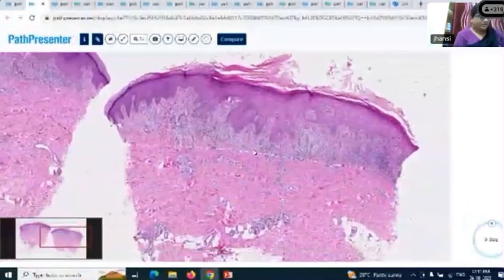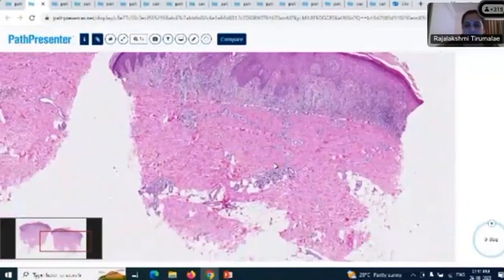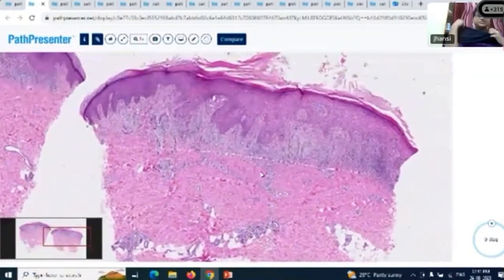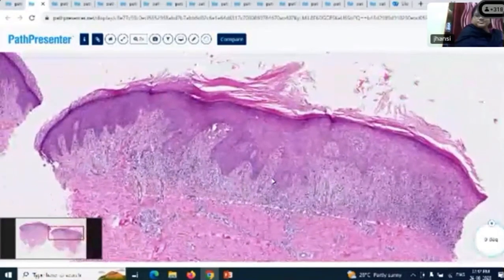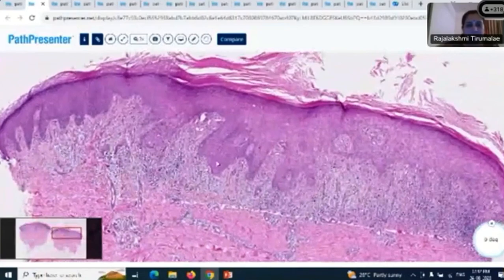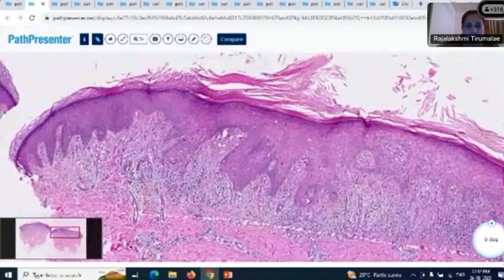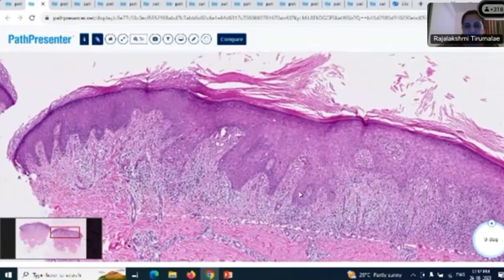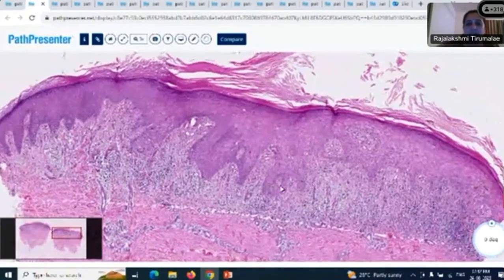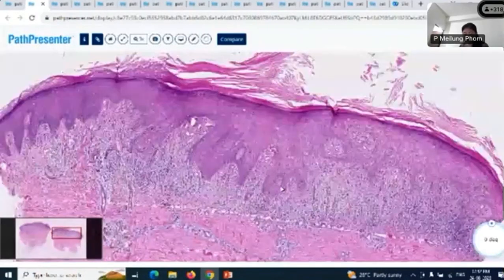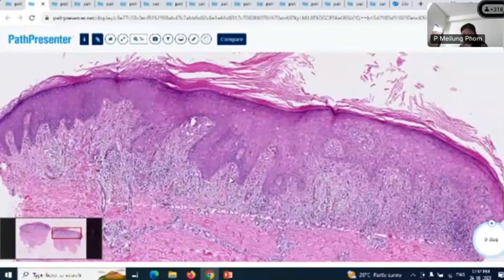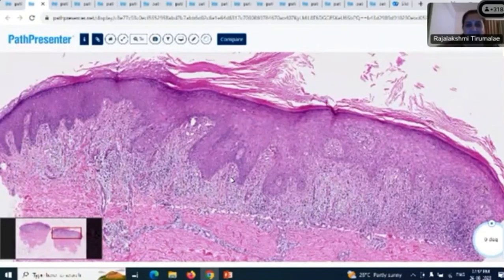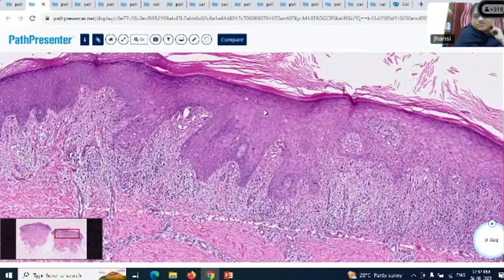So there are no changes in the deep dermis or in the subcutis, right? Yes. Any negative points that you would like to add? Anything that you're not seeing? Considering that the history is that of an itchy violaceous plaque. So that's the history given, right? Yes, ma'am. I think the diagnosis is pretty straightforward, so I'm not worried about that.